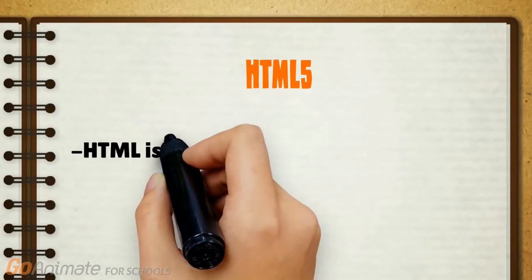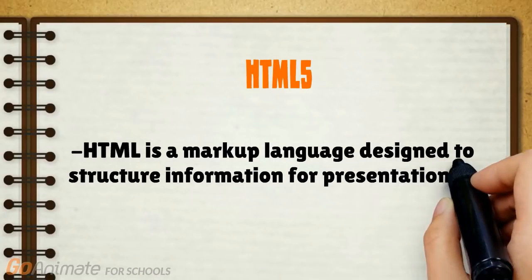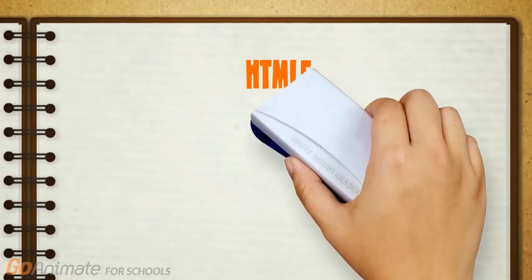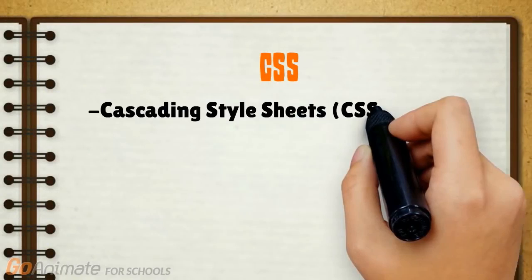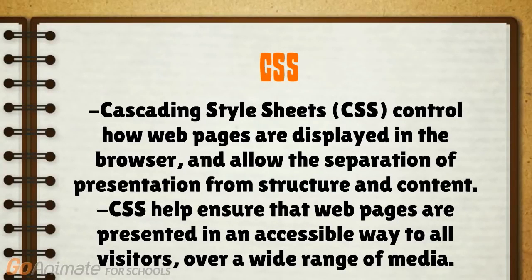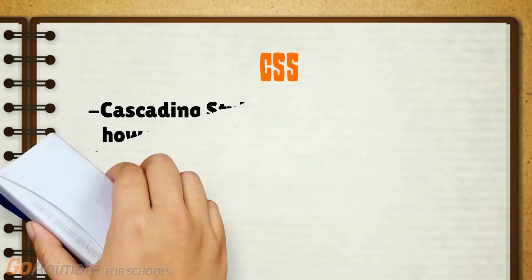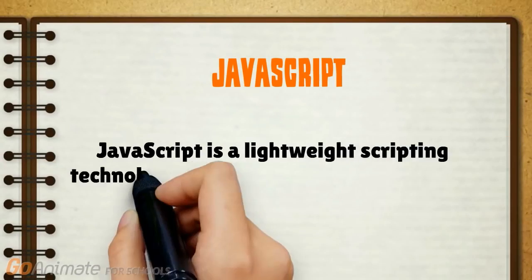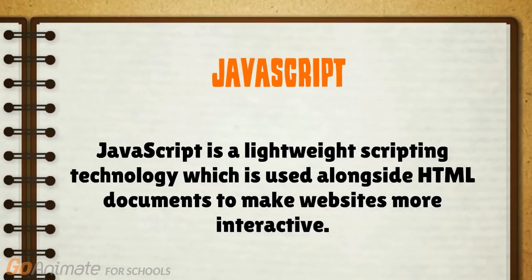HTML is a markup language designed to structure information for presentation as web pages. HTML5 is the current version and it has changed the game of the web world. Cascading Style Sheets, CSS, control how web pages are displayed in the browser, and allow the separation of presentation from structure and content. JavaScript is a lightweight scripting technology which is used alongside HTML documents to make websites more interactive.